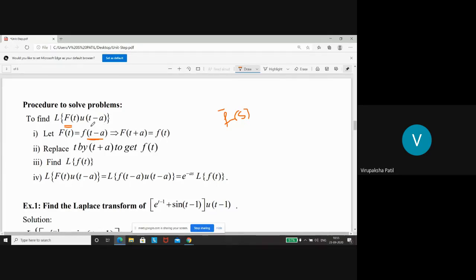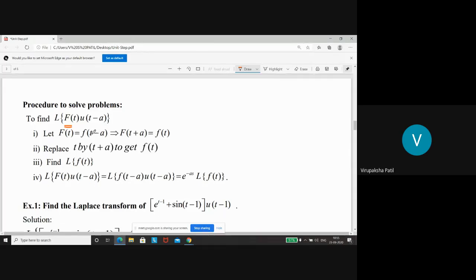Now what you have to do is convert this f of t minus a in terms of f of t. Then you have to apply Laplace to this, and that gives you the f bar s. For that purpose, how do we convert this f of t minus a into f of t? Very simple thing. I want t only here, I don't want a.